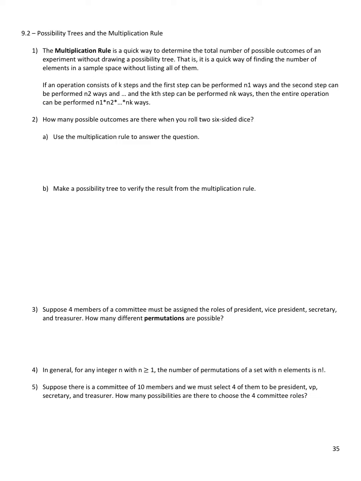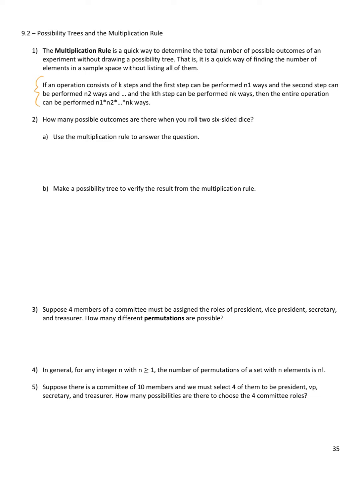So here it is. The multiplication rule says that if an operation consists of k steps and the first step can be performed in n1 ways and the second step can be performed in n2 ways, etc., the kth step can be performed in nk ways, then the entire operation can be performed in n1 times n2 times ... nk ways.